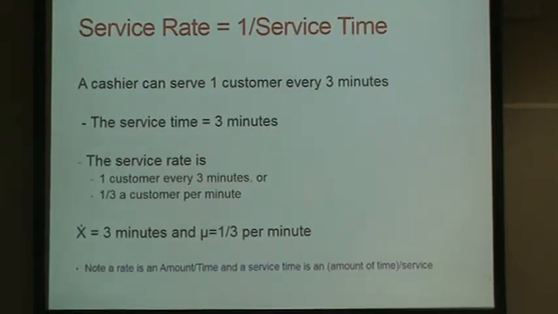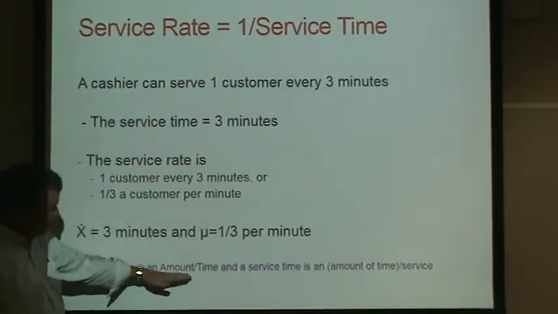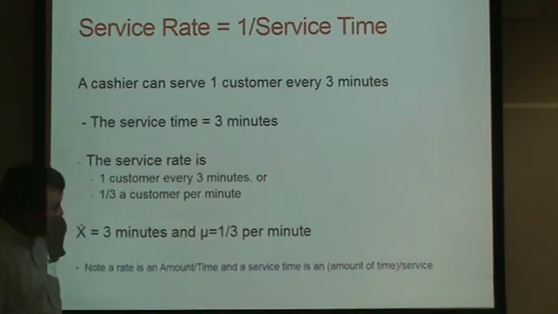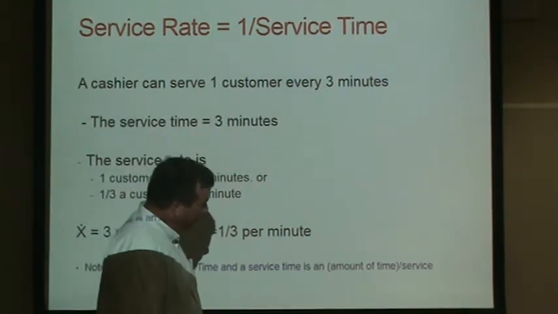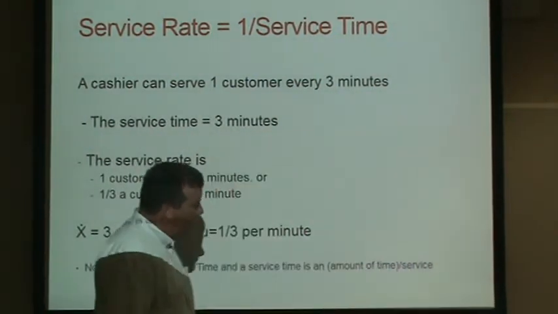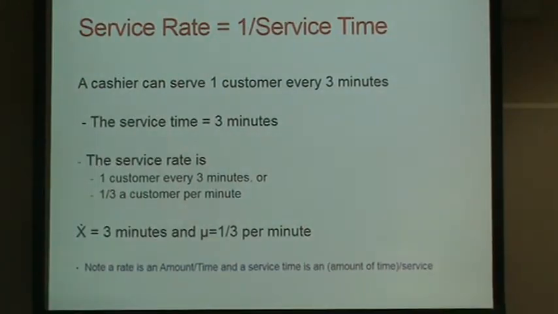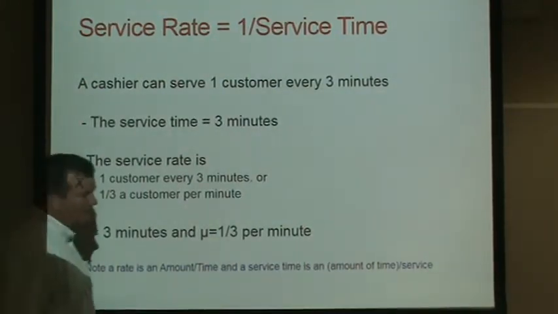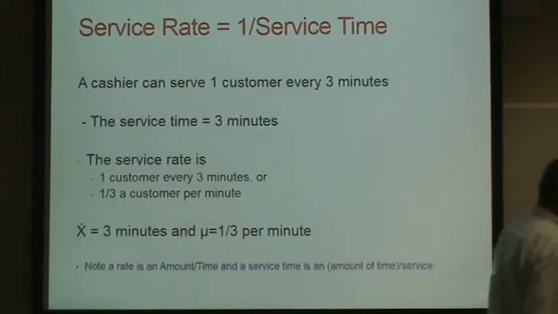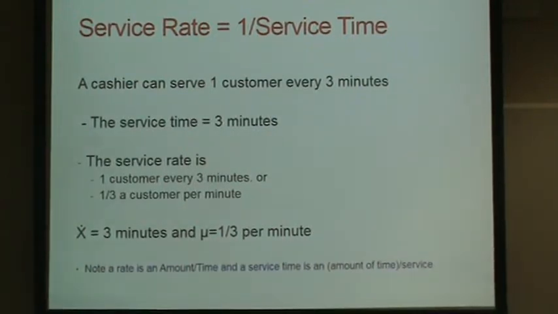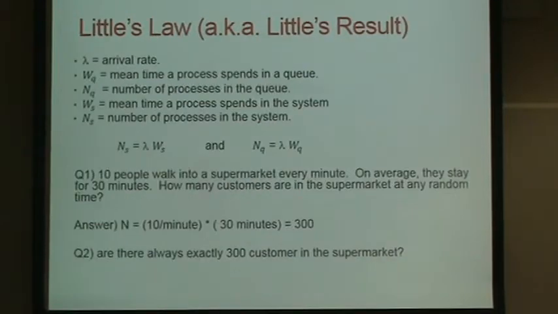So just remember, a rate is an amount divided by a time, and service time is an amount of time divided by the amount of time per service. So it's two ways of saying the same thing. Sometimes the queuing questions will give mu, and sometimes they'll give x or x bar. Okay.